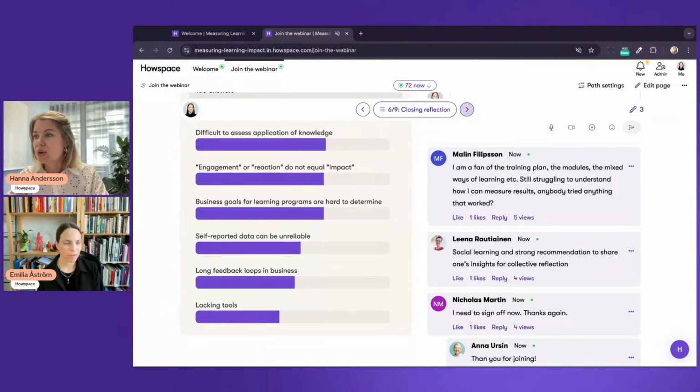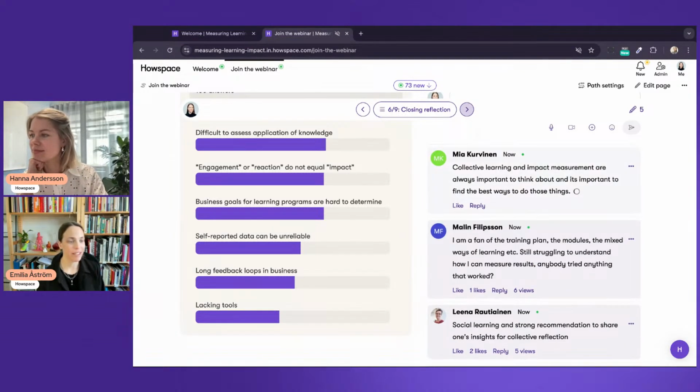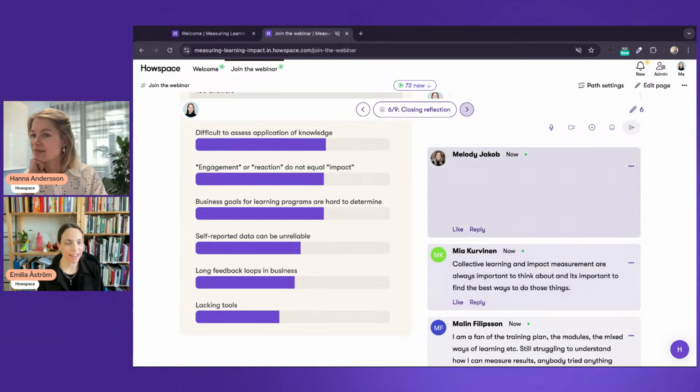Yeah, there was also a comment here about the value of checking in and seeing what others noticed in the learning program throughout the journey. And that's also what we're doing right now. So, an interesting reflection about the reflection we're doing right now, in a way.